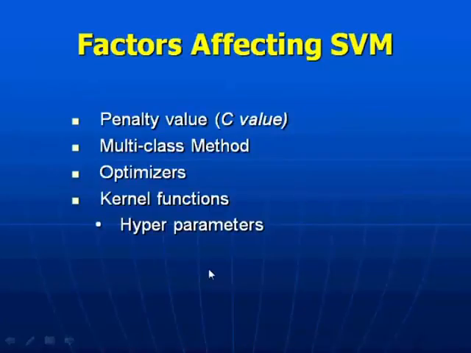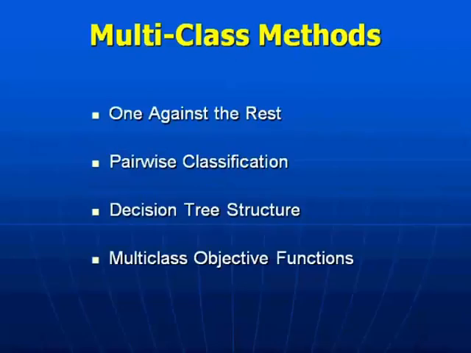Now again, just like a neural network, there are various factors which we may take into account to really obtain quality information from support vector machines, and a number of factors may affect the quality of image classification. Say, for example, setting up an appropriate penalty value, which we also call the C value, and the kind of multi-class method. As you know, support vector machines have been designed as a binary classifier, so I have to find some multi-class strategy, what kind of optimizers are used, what the kernel functions are, and what hyperparameters are used in those kernel functions.